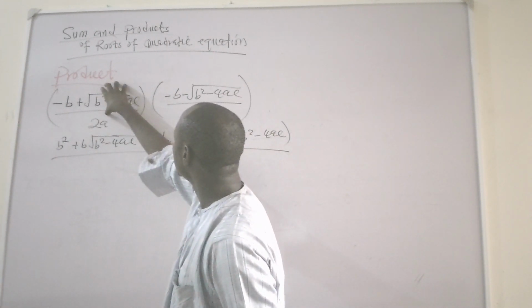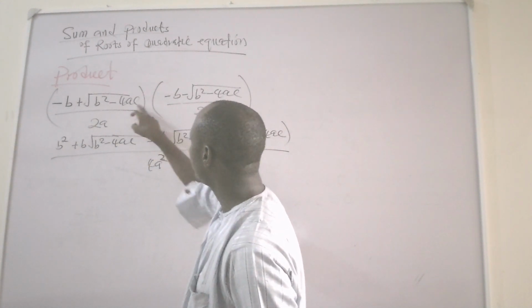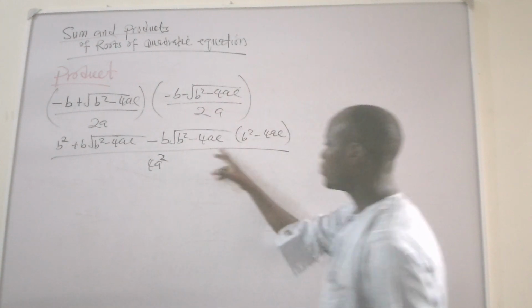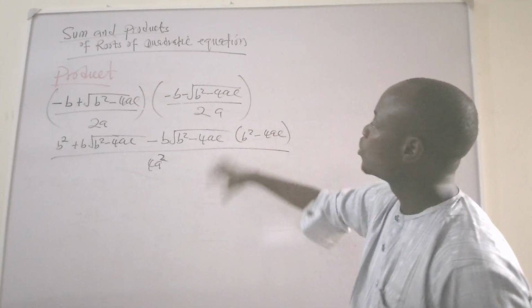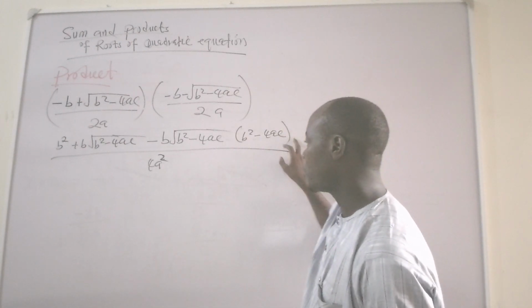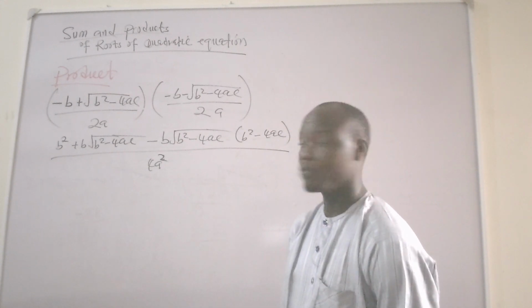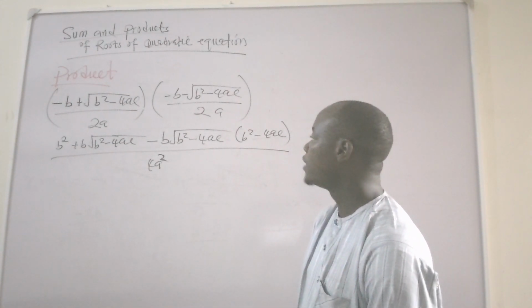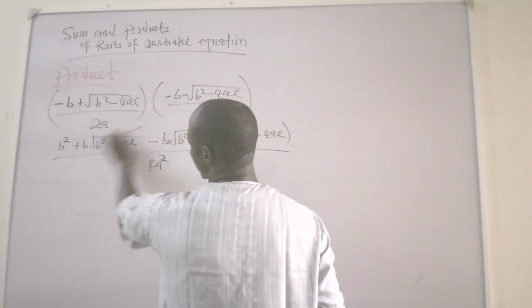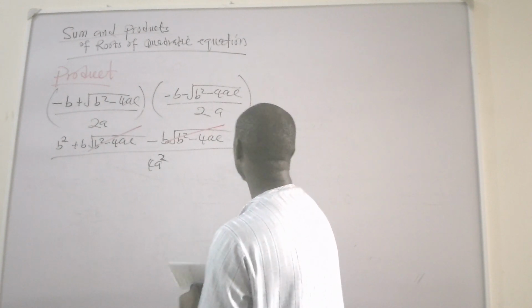And then we take this square root of b squared minus 4ac times minus b, which is going to be minus b square root of b squared minus 4ac. And then we take this, and we get minus the square of the root, b squared minus 4ac. Then divided by 2a times 2a, we are going to have 4a squared. So at the end, this one will simply go with this.